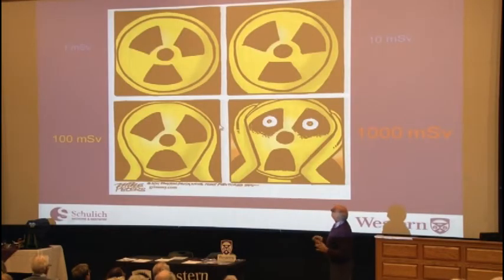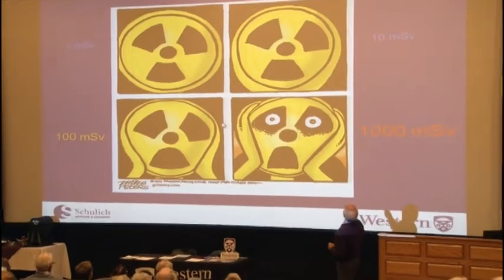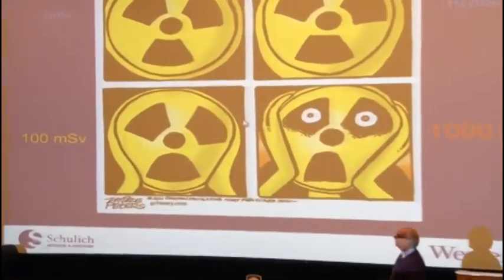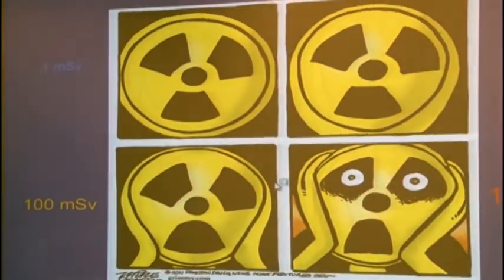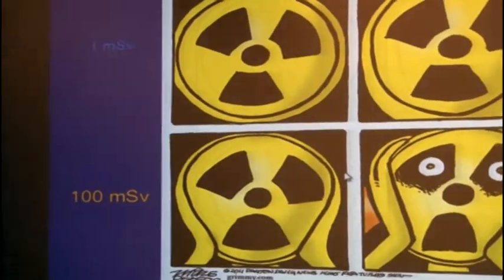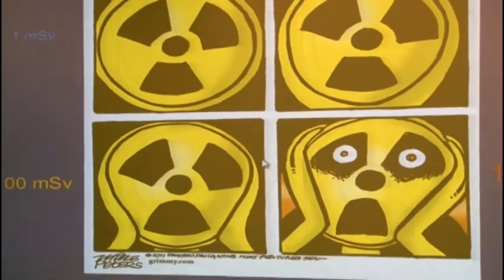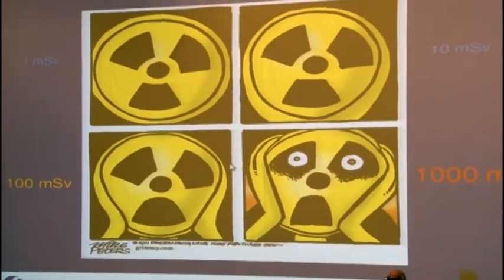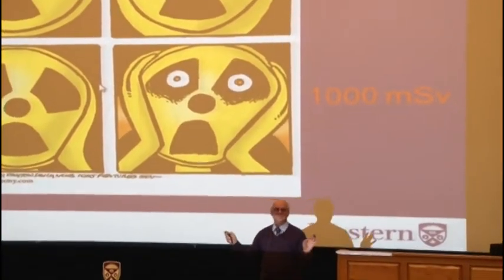So, let me recapitulate. 1 millisievert, you shouldn't worry about it. 10 millisievert, well, a little bit of a concern. A diagnostic procedure, CT scans, GI barium series, cardiac fluoroscopy. 100 millisievert, oh, now you really start to scratch your head. I don't like that number. And 1,000 millisieverts, you run. Right? You're in a room, somebody says you're going to get 1,000 millisieverts, you're up, just go.